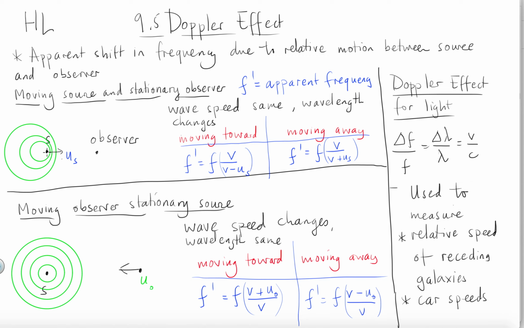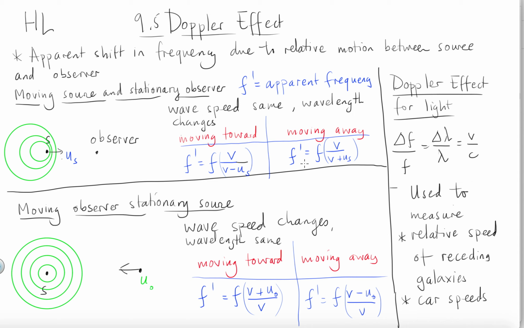One is when the source is moving toward you and one is moving away. When the source is moving towards the observer, the apparent frequency f' is the frequency that the source is producing, times v, the speed of the wave in the medium, divided by v minus us, where us is the speed of the source. So in this case, when the source is moving towards you, there'll be an apparent shift of pitch up. You'll hear a higher frequency.